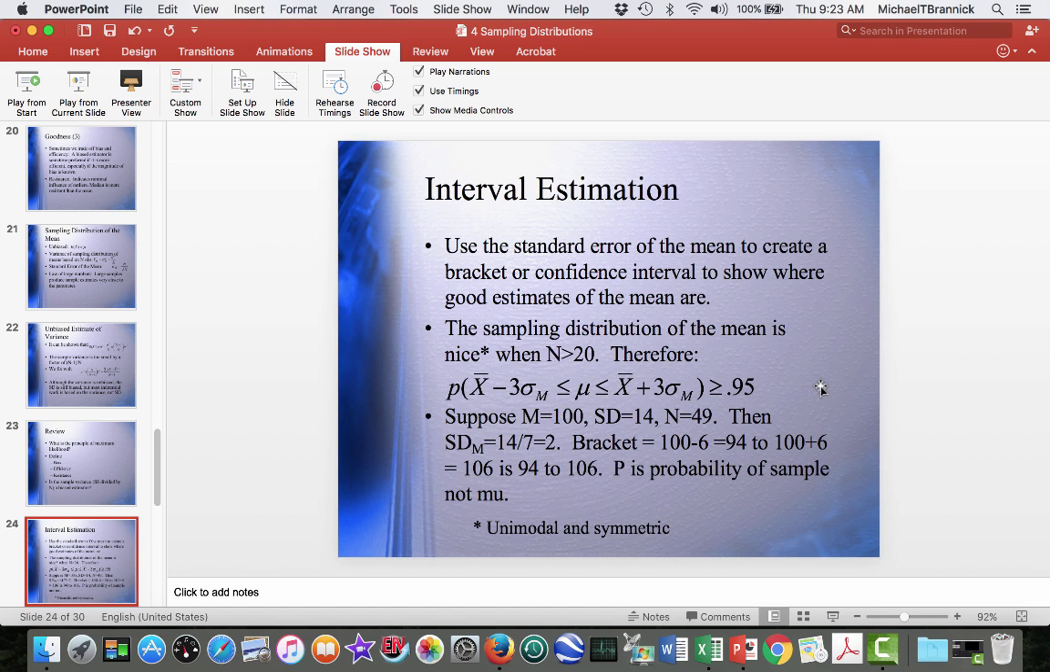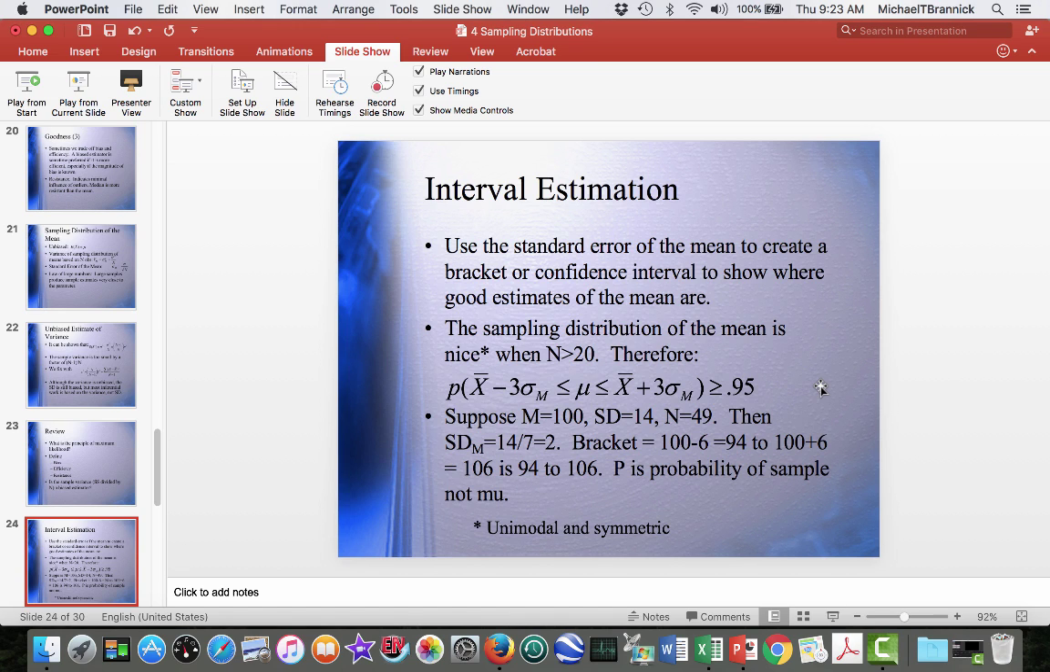And we're going to go up and down three standard errors. So these are three standard deviations of the sampling distribution of the mean. It's not the raw data we want, it's the standard deviation of the distribution of the mean. So we go up and down three standard errors, and we should have the mean in there 95% of the time we do that.